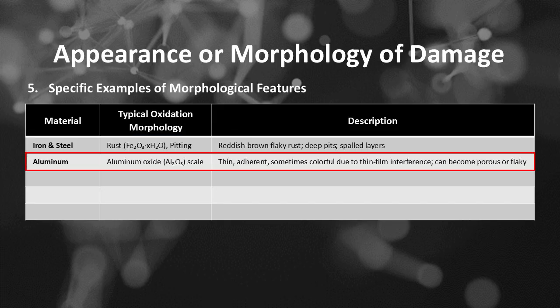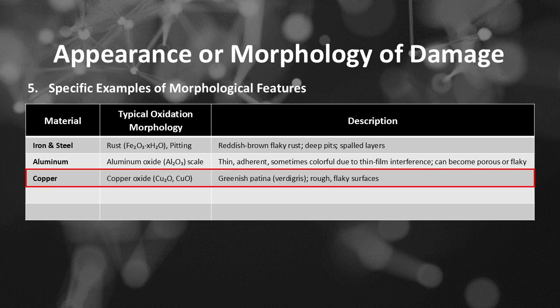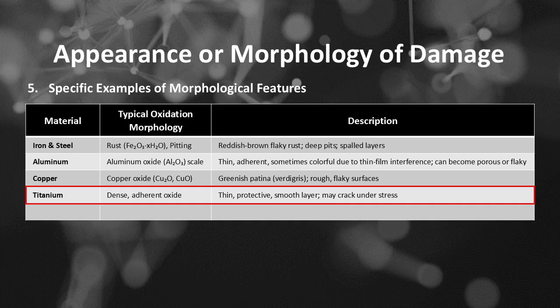If the material is aluminum, then the typical oxidation morphology is aluminum oxide, Al2O3 scale. Its description is thin, adherent, sometimes colorful due to thin film interference, and can become porous or flaky. If the material is copper, then the typical oxidation morphology is copper oxide, Cu2O, CuO. Its description is greenish patina or verdigris, rough, flaky surfaces. If the material is titanium, then the typical oxidation morphology is dense, adherent oxide. Its description is a thin, protective, smooth layer that may crack under stress.